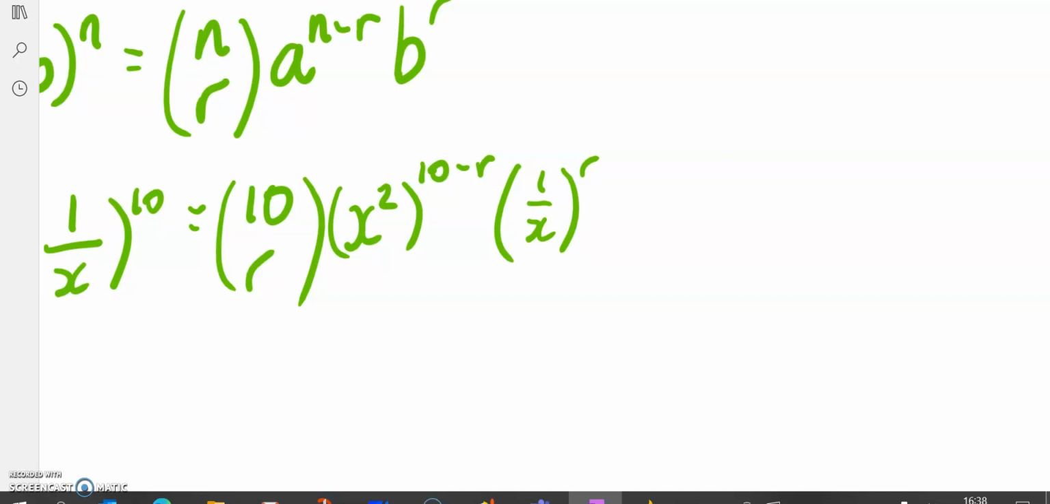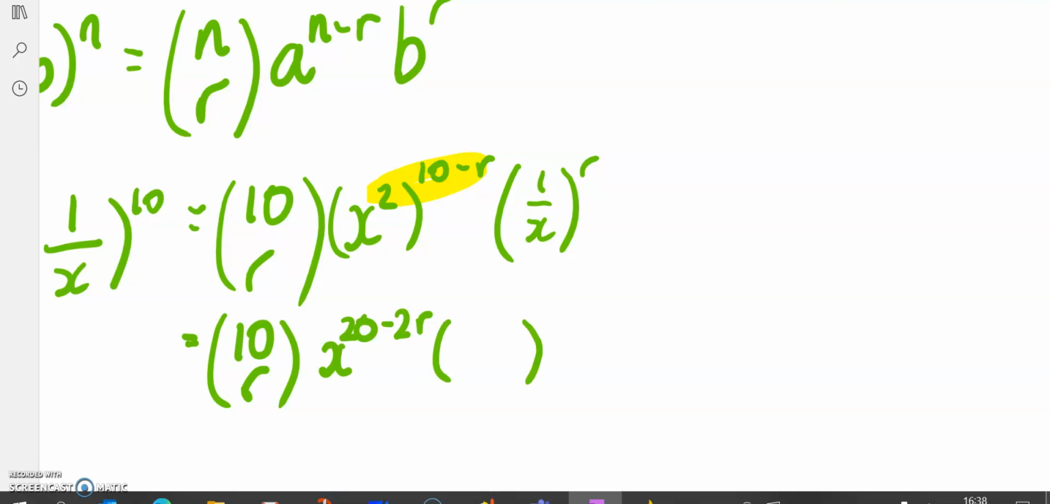What we're going to do is tidy this up. We're going to get all the x's together and all the numbers together. So we're going to have 10 choose r, and hopefully spot here that we have a power to a power. When we've got a power to a power, we can multiply those. That's going to give us x to the 20 minus 2r. This part here we might want to make look a bit nicer first before we apply the power. This is the same as x to the minus 1, and that's to the power of r.